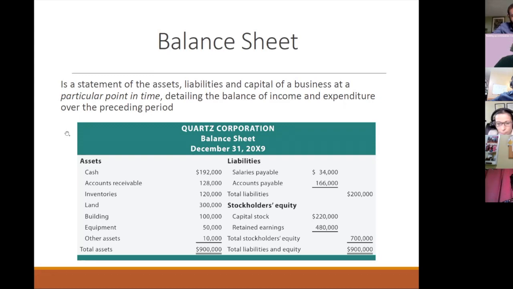The next question is: what does cash include? Is it the same as a bank balance? Yes. Basically, cash is what is sitting in your bank balance. That's accurately what it is.